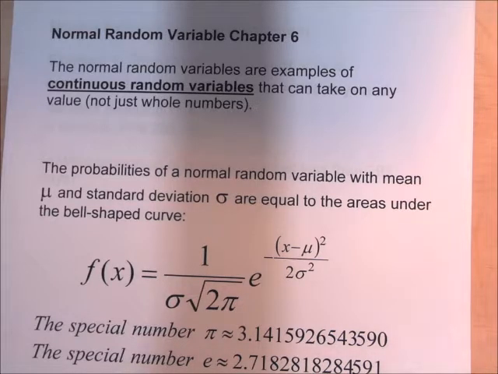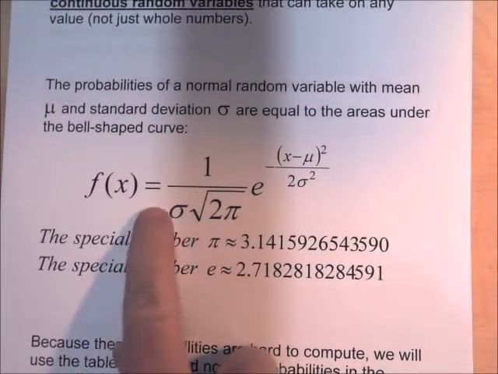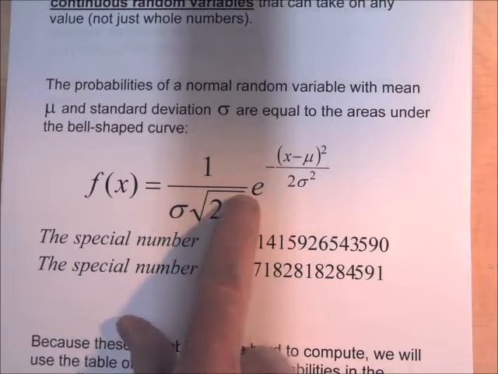So there are many examples of continuous random variables, but the main one that we'll be working with is the normal random variable, which has a bell-shaped graph. Probabilities of normal random variables with mean mu and standard deviation sigma are equal to areas under the bell-shaped curve, and this is the formula for the bell-shaped curve.